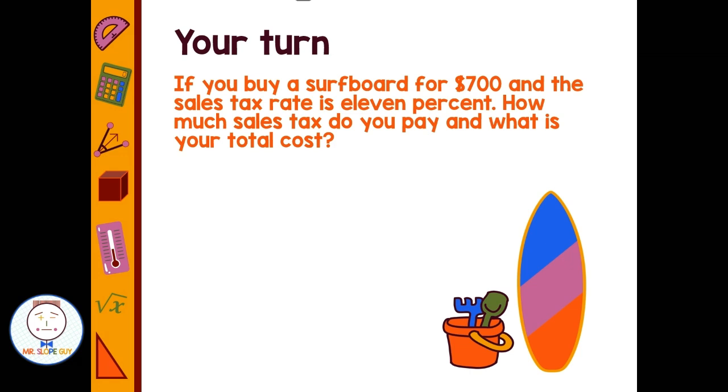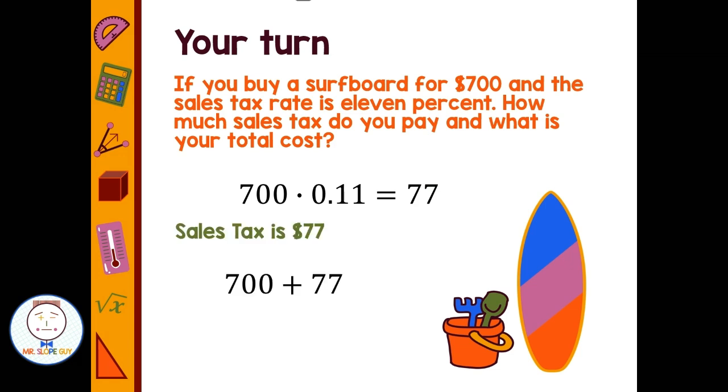Okay, welcome back. So $700 at 11% sales tax is 700 times 0.11. I would get $77 in tax. So to purchase the surfboard, we'd have the $77 in tax. We'd have the $700 for the actual surfboard. So our total price would be $777.